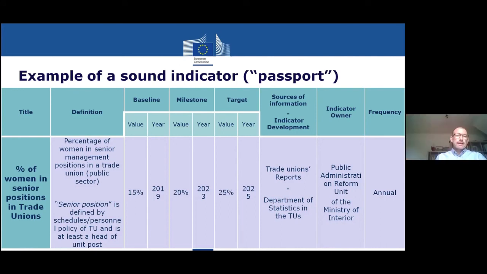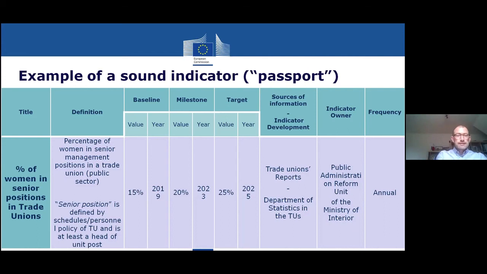Okay, we're nearly at 10 o'clock, which leaves us with very little time for our exercises. I just want to show you at the end an example of what a good indicator contains. And it's here. There you see the title, which is percentage of women in senior positions in trade unions. And then next to that, there's a definition which explains in a bit more detail what is behind that indicator. So it tells us that we're talking about the percentage of women in senior management positions in a trade union, which is a public sector trade union. And senior position is defined by the schedules or the personnel policy of the trade union, and is at least a head of unit post. So there it's clear we know we're talking about a percentage, and we know what we're counting. So that meets the two basic criteria of our definition.